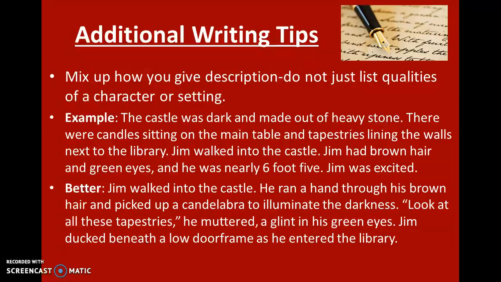So in the second paragraph, I cover the same information, Jim's eye color, his hair color, the fact that the castle is dark, there are tapestries on the wall, that he's tall, but I didn't have to just list all of those descriptors in a row. There's still something going on as I'm giving this description. So again, when you're writing, try to mix up how you give descriptions. Don't just list it out. Try and sort of intersperse it as you're giving action as well.